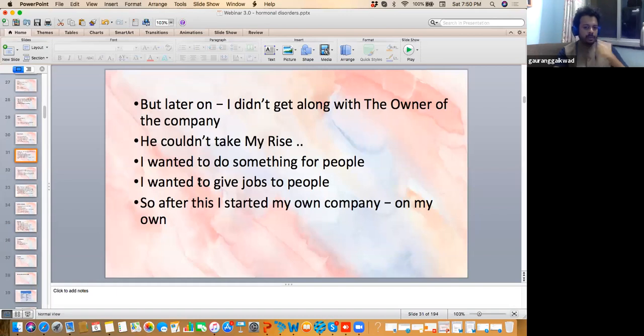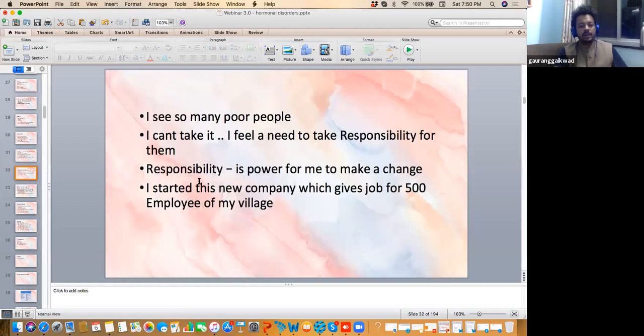I gave a lot of jobs to people. So after this, I started my own company on my own. And I saw so many poor people and I can't take it. I feel a need to take responsibility for them. So this is a guy who talks a lot about love. He talks about his wife, he talks about his mother, and then he talks about responsibility.